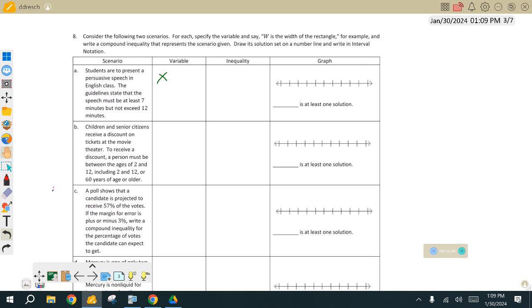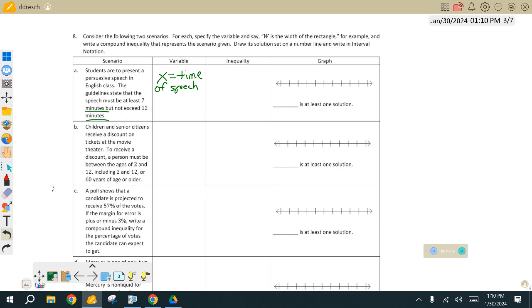In this scenario, what are we talking about in this variable? It cannot be less than 7. It cannot exceed 12. Our speech, and what are we doing? We're talking about time, right? So X is representing our time of speech. So what's occurring here is our independent variable, our time of our speech. Now, what represents this? What is our inequality that does this?